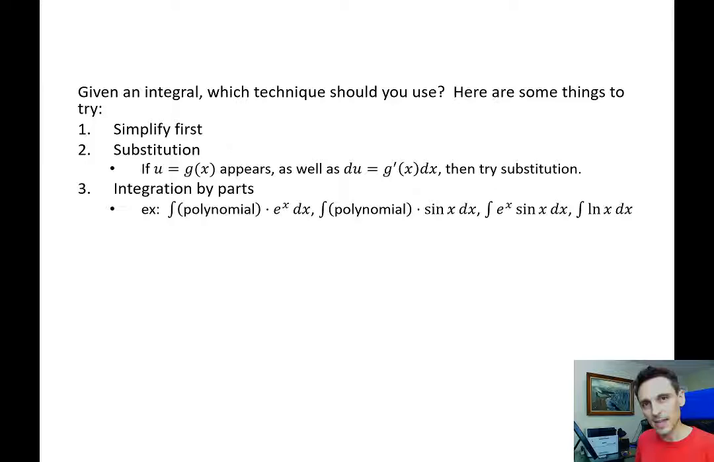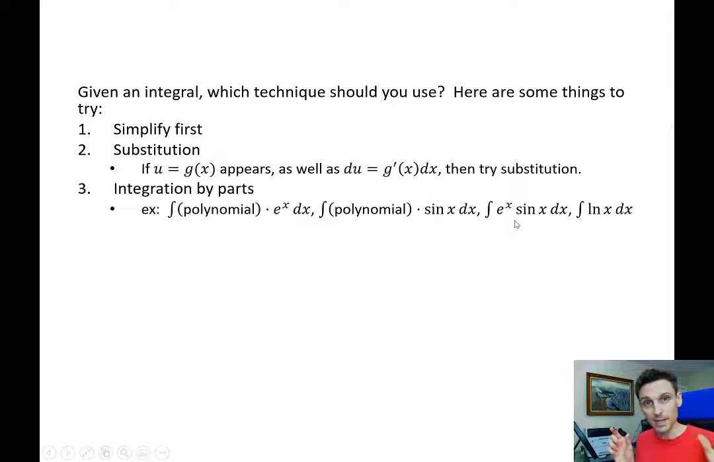Again, remember that the tabular method is just another word for integration by parts, a streamlined version of integration by parts. Another kind of integral that you might use integration by parts with is e to the x sine x or e to the x cosine x, or variants of those. That's the kind where if you use integration by parts twice, and you can put it in the tabular method form, then you end up looping back around to the original integral that you started out with, the integral of e to the x sine x, for example.